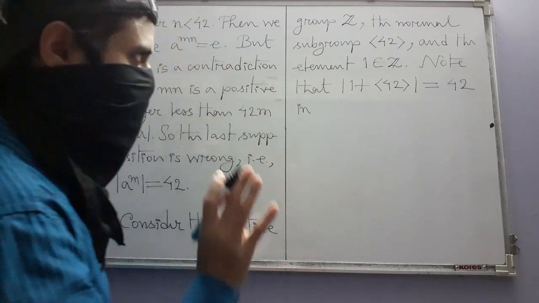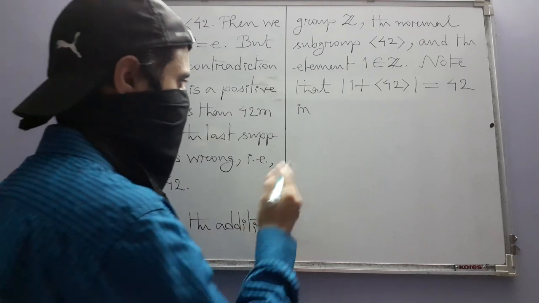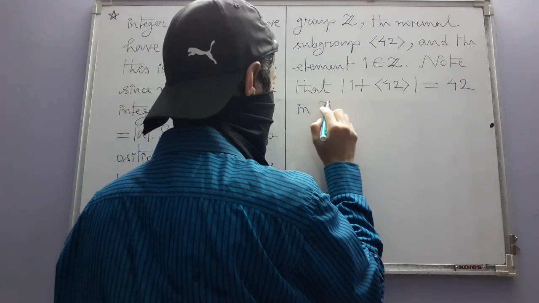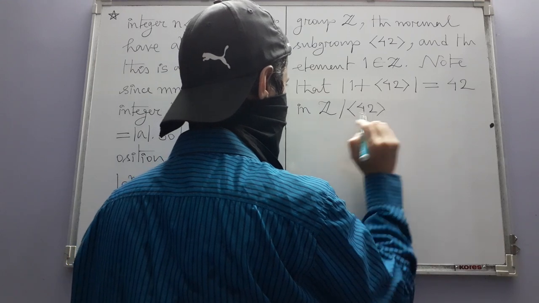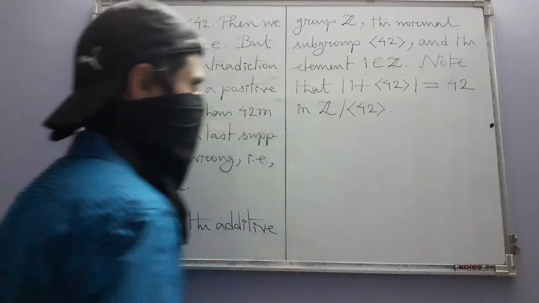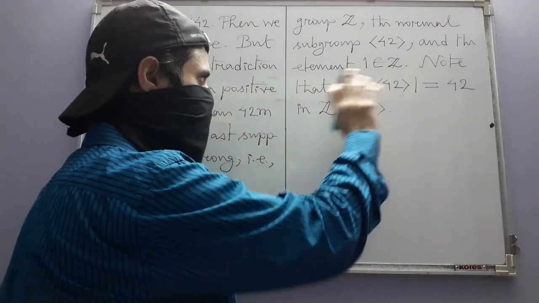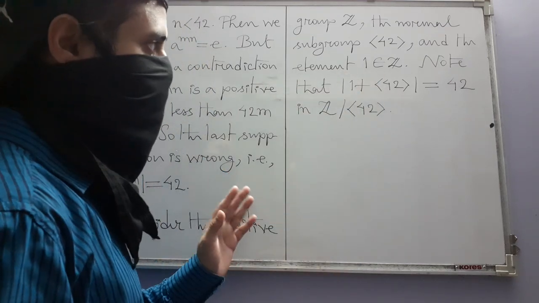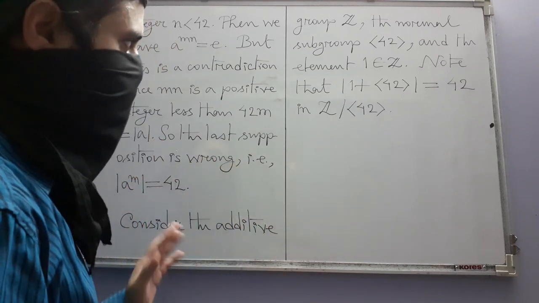In order to clarify that this order is being calculated in the factor group, you can say this in this factor group. So that means in this case, our aN, which is 1 plus this subgroup, has order 42, just like what is given in the original statement of the problem.